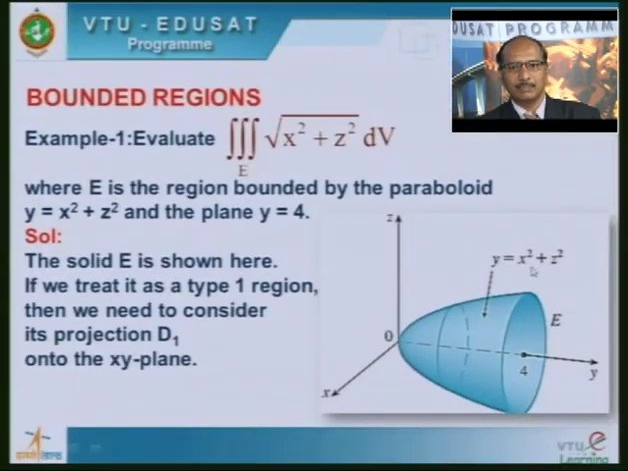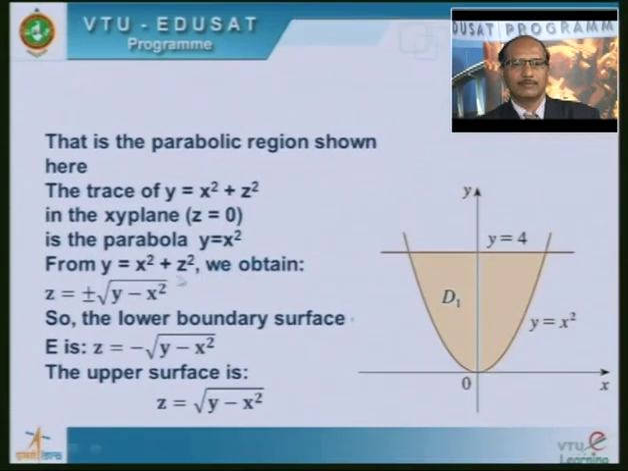You simplify this expression, y is equal to x square plus z square, for z. So, z square is equal to y minus x square, z is equal to plus or minus root of y minus x square. So, if you consider minus, that is the lower boundary of that surface, and the other one, plus root of y minus x square, is the upper boundary. Then what is the projection?